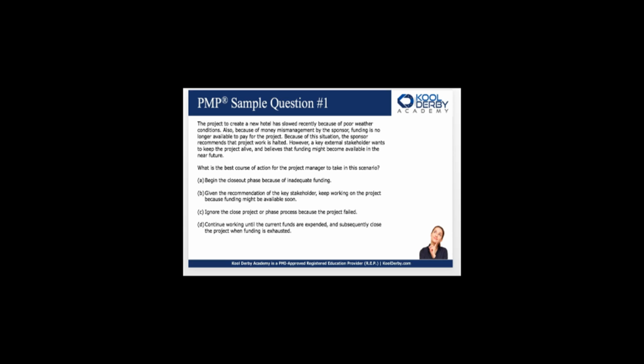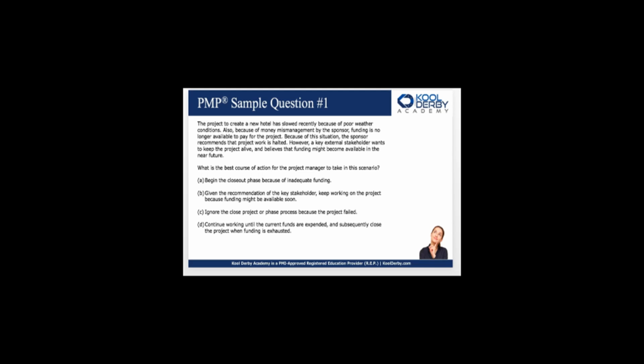Well, I'll tell you what, let me look at D. D is scary because you're just going to keep working knowing that money's going to run out. But C, Charlie, is a problem. Ignore the closed project or phase process because the project failed. This is always a wrong answer. On the exam, be ready for this question that includes ignore something because we didn't do a good job. This is not the right answer. So ignore the closed project or phase process is a wrong answer.